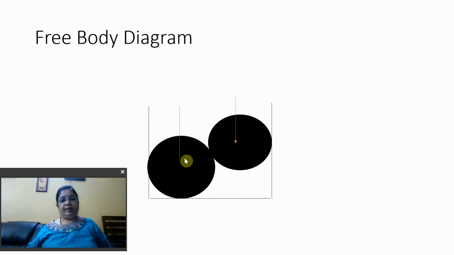Now, let me take the case of this one. So, I have a mass m here. I have a mass m here. Let me call this the first ball and let me call it the second ball. Let us isolate the first ball. Ball 1, right? Now, easiest, force of gravity acting.